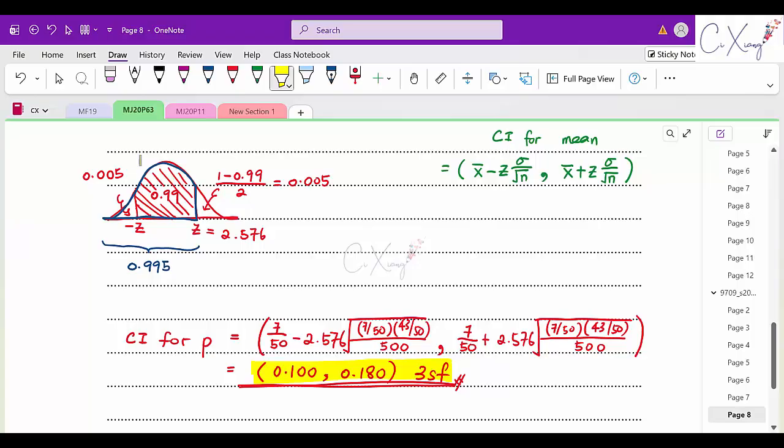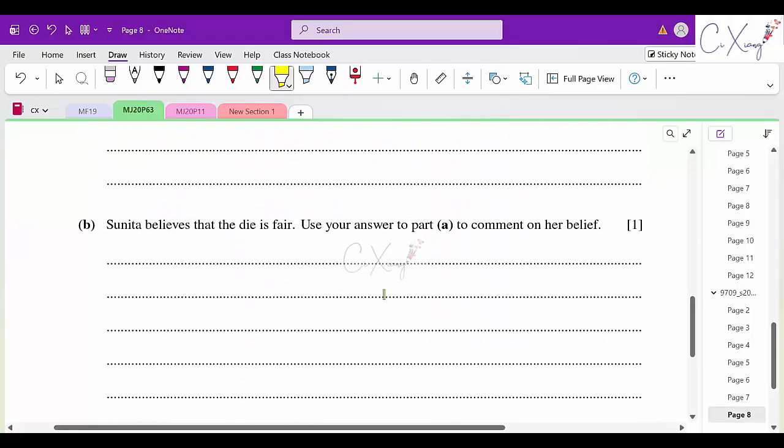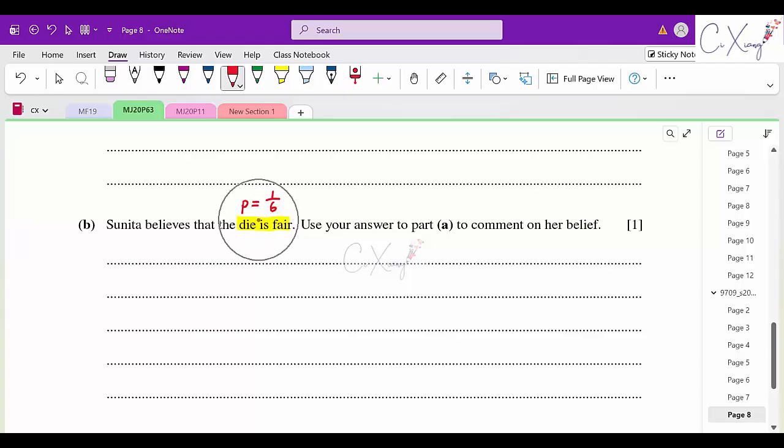Let us continue further to part B. Sunita believes that the die is fair. If the die is fair, it means that the probability of getting a 6 should be 1 over 6, right? Use your answer to part A to comment on her belief. How can we use the confidence interval to check whether what she believes is true or not? Okay, so when we are having P equal to 1 over 6, if you convert it into a decimal number, it should be 0.167.